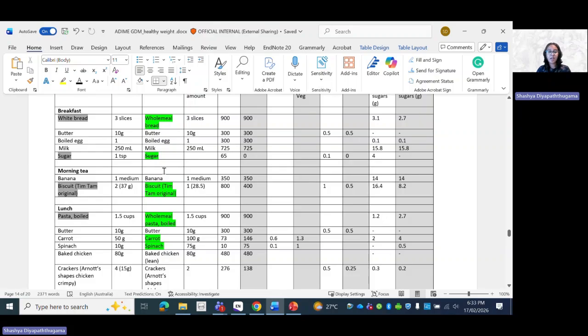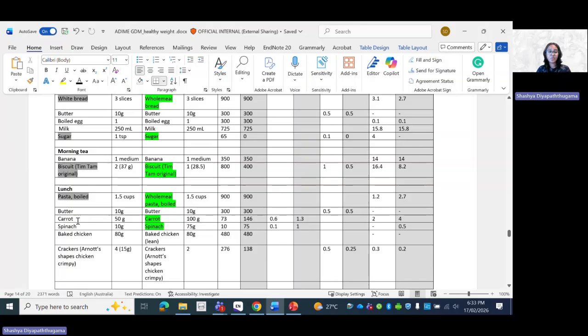And for pasta, I'm adding wholemeal pasta. And then coming to vegetables, carrot and spinach, she's already taking carrot and spinach. What I did was I increased the amount of it. Earlier it was 50 grams, and now I've increased it up to 100 grams. Again, it depends. You might want to add other types of vegetables, other varieties, or you can simply increase the amounts. That depends.